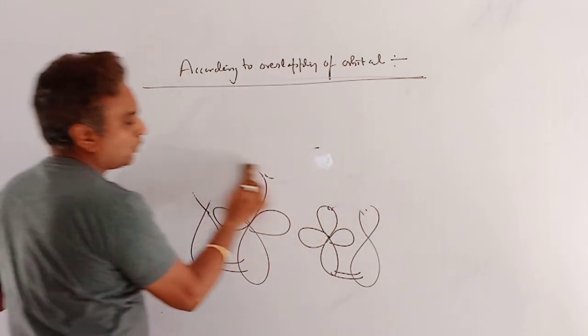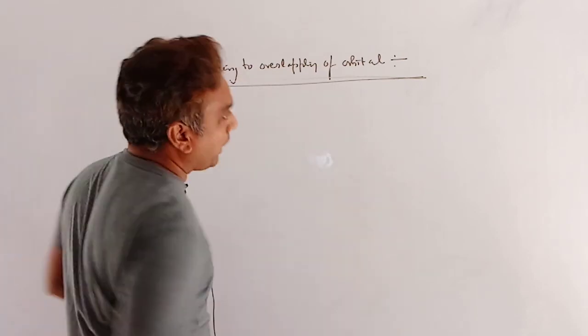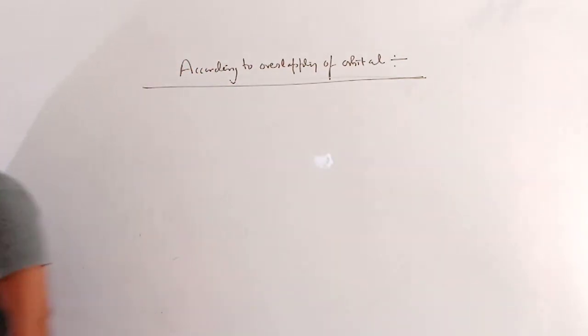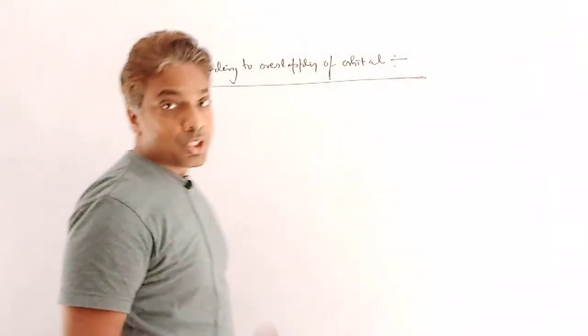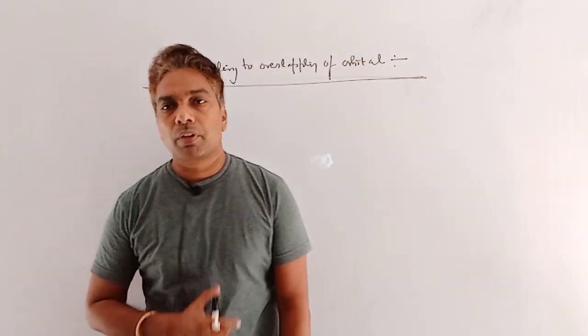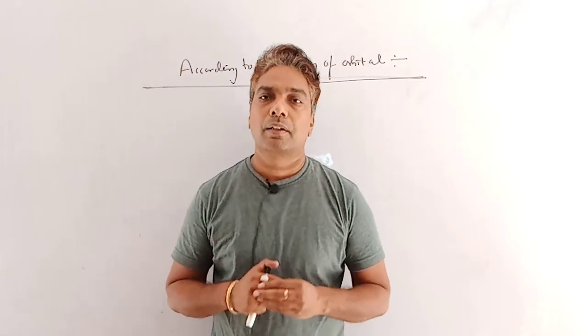So this is the way to find sigma and pi, and what is the difference between sigma bond and pi bond. So one more thing, first sharing, first bonding is always sigma, and further all bondings are pi. Clear?